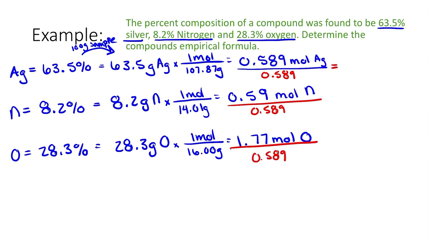And what this tells me right here is that I've got one silver atom. This one right here tells me that I have one nitrogen atom. And then if I divide 0.77 by 0.589, that tells me I have 3 oxygens. And so if I were to write the formula for this, I would have AgNO3, 1 silver, 1 nitrogen, and 3 oxygens. And so this here would be my empirical formula.